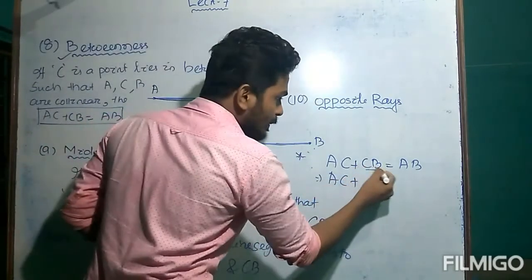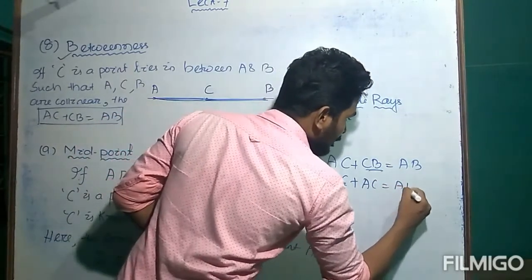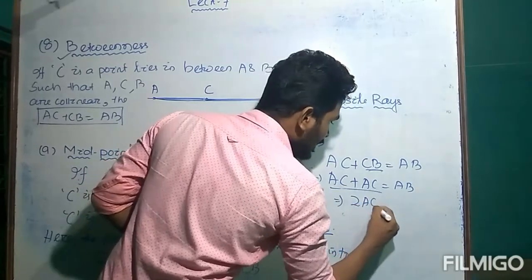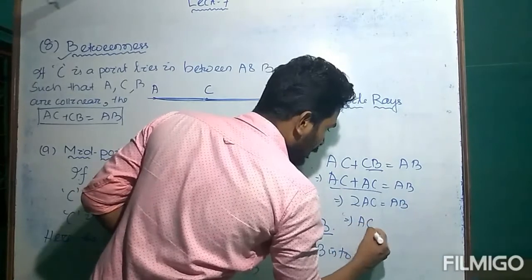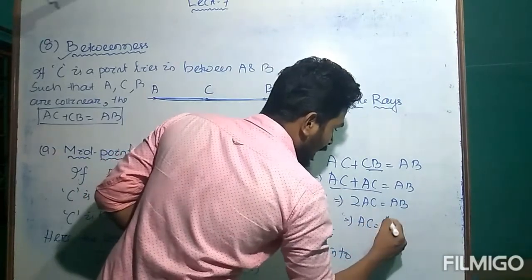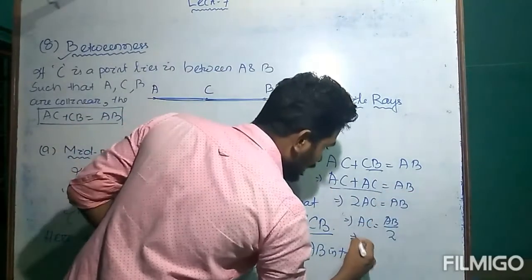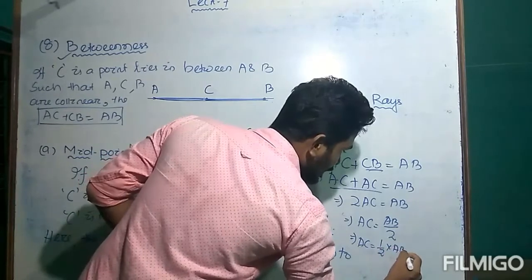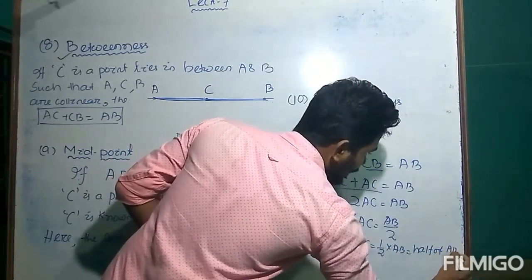So in place of CB, you can write AC is equal to AB. Hence, AC plus AC is 2AC. 2AC is equal to AB. So the length of AC is AB by 2. 2 goes to the right hand side. Hence, AC is equal to 1 by 2 into AB. That is half of AB.